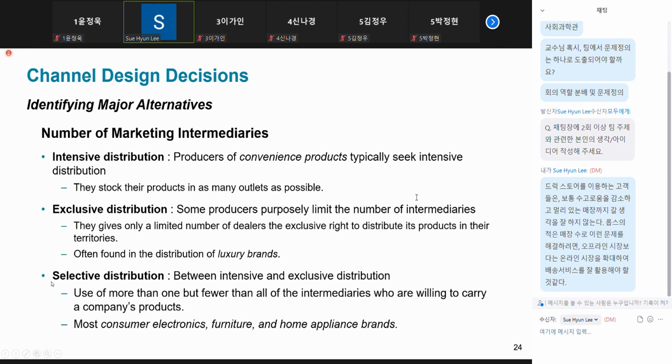And between intensive and exclusive distribution lies selective distribution. This is the use of more than one but fewer than all of the intermediaries who are willing to carry a company's products. Most consumer electronics, furniture, or home appliance brands are distributed in this manner.